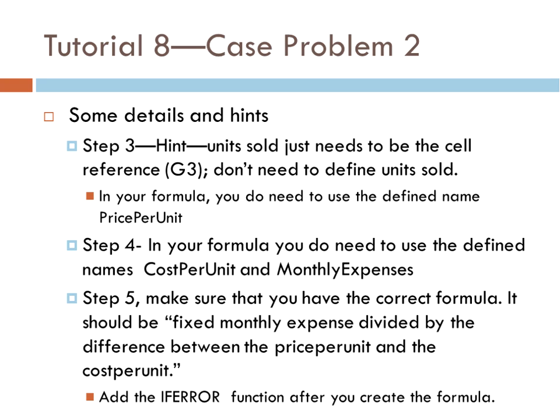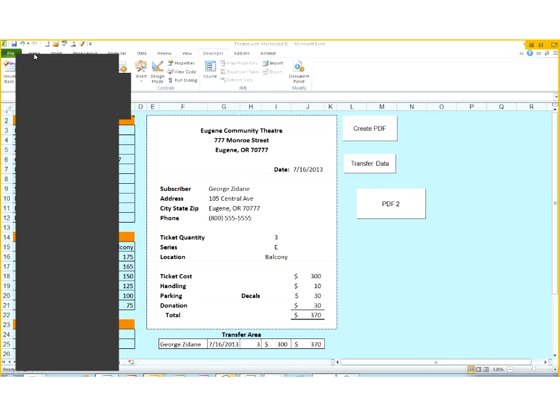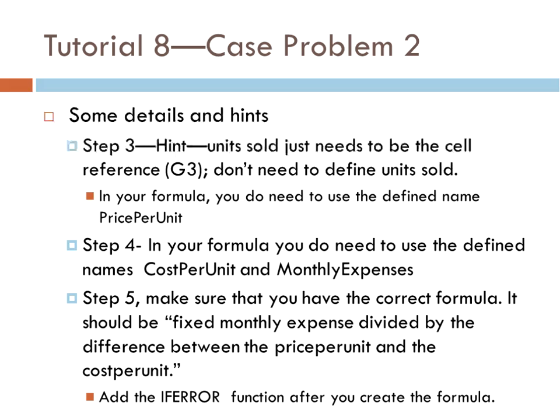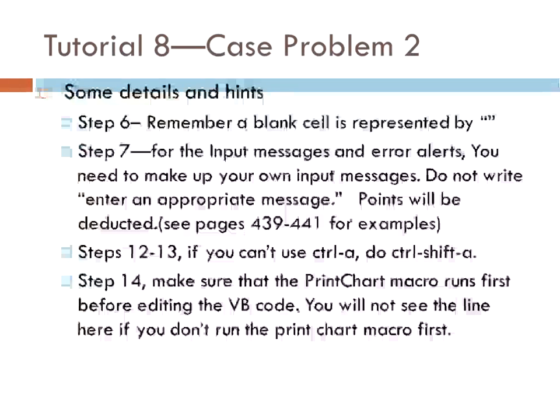All right? So then you're going to add the if-error function after you create the formula. Got that? Just want to make sure you guys see that. So again, step 5, you want to make sure that in this formula, it's trying to figure out the break-even point. So it's the fixed monthly expense divided by the difference between the price per unit and the cost per unit. After you get that, then you add your if-error. Step 6, it's going to ask you to represent an if-error function if there's a blank cell. Remember, it's just double quote, double quote.